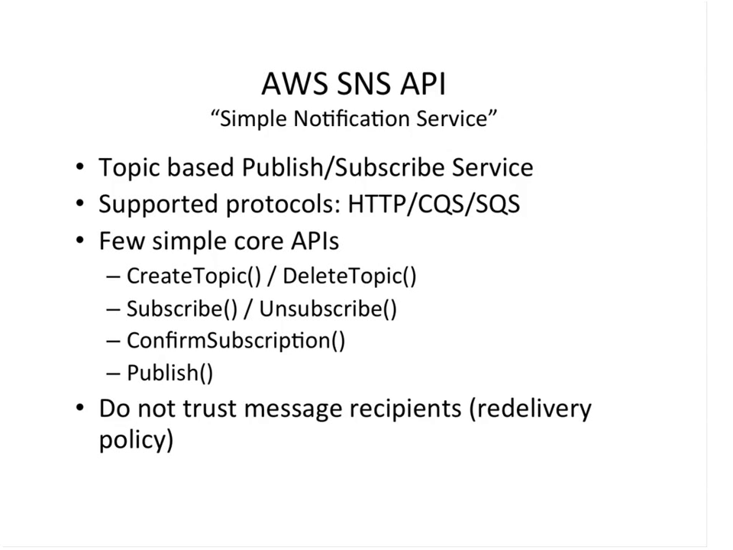So it's a topic-based publish-subscribe service. The supported protocols for subscribers are primarily HTTP, so usually you do HTTP posts to these endpoints that subscribe to a topic, but you can also subscribe queues as endpoints. So you can publish into a CQS queue or even into an Amazon SQS queue because they are API compatible, right? So again, there are a few core APIs. Primarily, we just have to deal with creating a topic, then you subscribe endpoints to that topic, and then finally you publish messages on a topic, which will then result in sending out those messages to all subscribers. That's really the core of it.